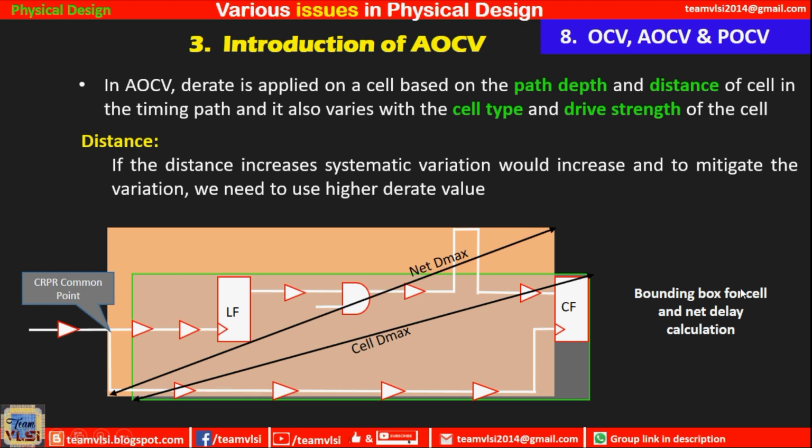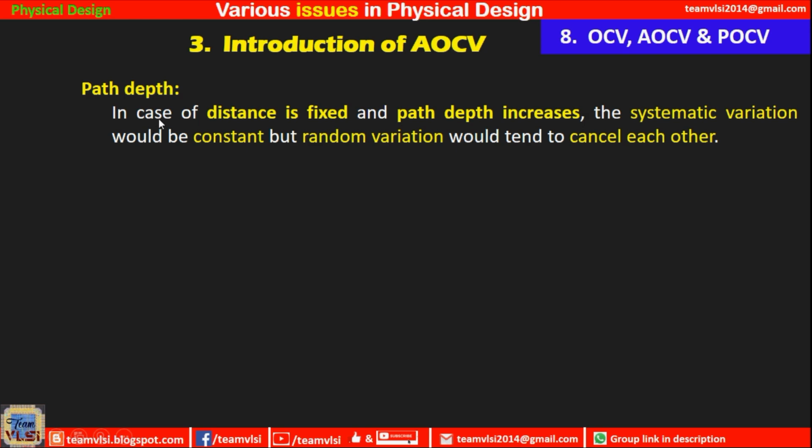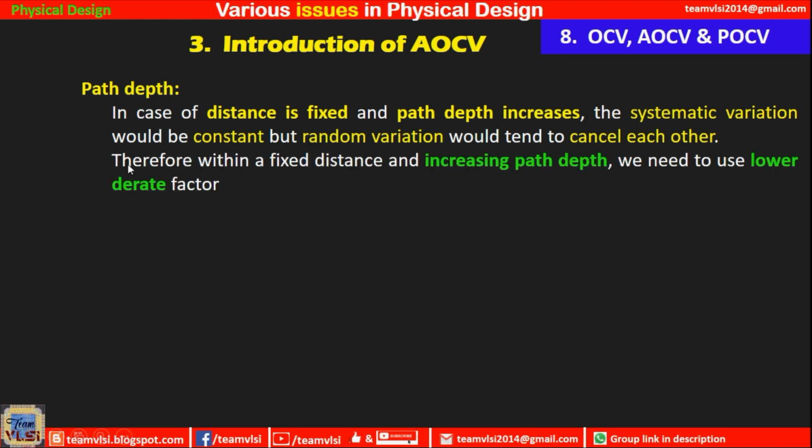Okay, so next is our path depth. In case the distance is fixed and path depth increases, the systematic variation would be constant, but random variation would tend to cancel each other. So if your depth is increasing, your random variation will cancel each other, and you need to use a lower derate value. Therefore, within a fixed distance and increasing path depth, we need to use a lower derate factor.